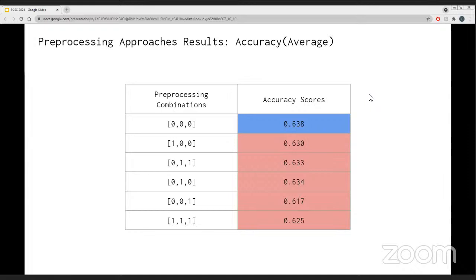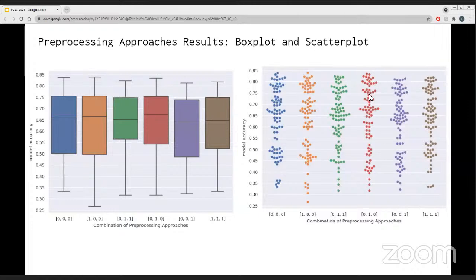From the accuracy results, we can expect that none of the pre-processing improved the accuracy, but instead deteriorated it. So we also use the box plot and scatter plot figures to inspect the spread of accuracy scores. It can be observed that some spreads are somewhat similar to the base approach, which is 0, 0, 0, which means none of the proposed pre-processing approaches is applied. This would also add to our hypothesis that the pre-processing approaches deteriorated the performance of models or did not affect the model's performance.